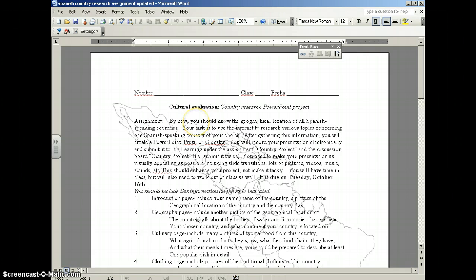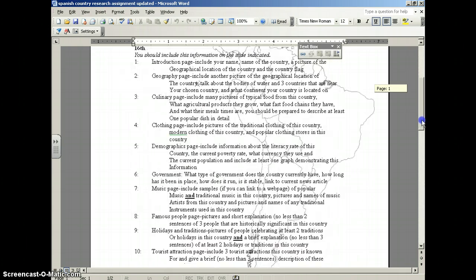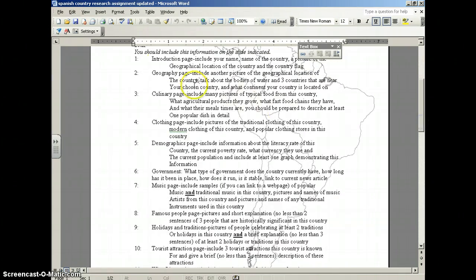There are a few of you that will get a region or possibly a city as opposed to a country, so there is a different approach that you will take, but you'll have the same basic understanding. Your task is to use the internet to research various topics. Okay, I've listed all of these different topics for you right here.